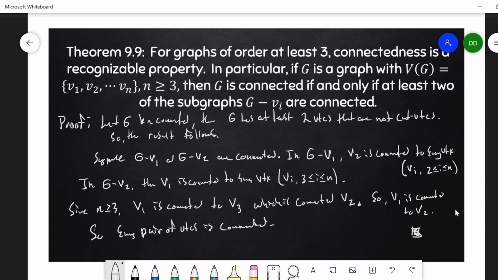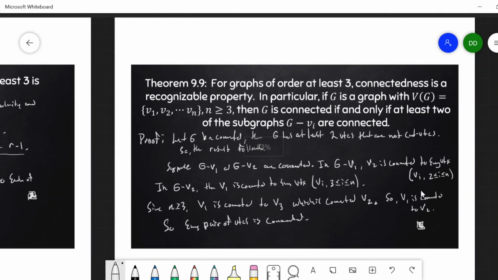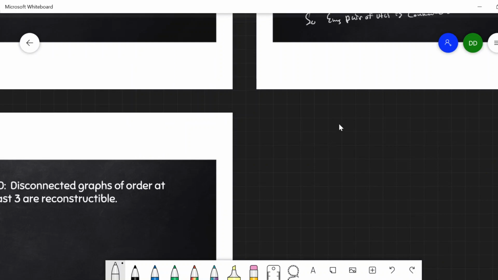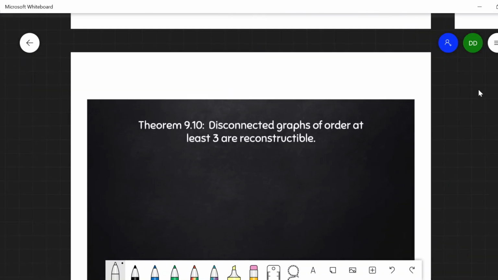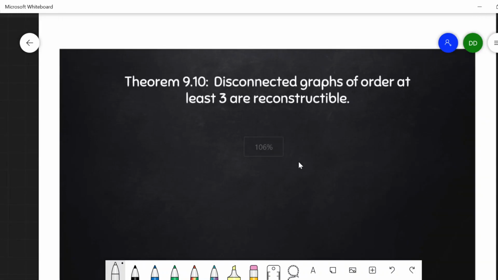All right, so we'll finish this video up in a second. I just want to say one more property. This is Theorem 9.10. I'm not going to prove this one. But not only is connectedness a recognizable property, and therefore disconnectedness also recognizable, in fact, more can be said. Disconnected graphs of order at least 3 are actually reconstructable. So we can not only determine that the original graph is disconnected, but we can reconstruct the graph from that.